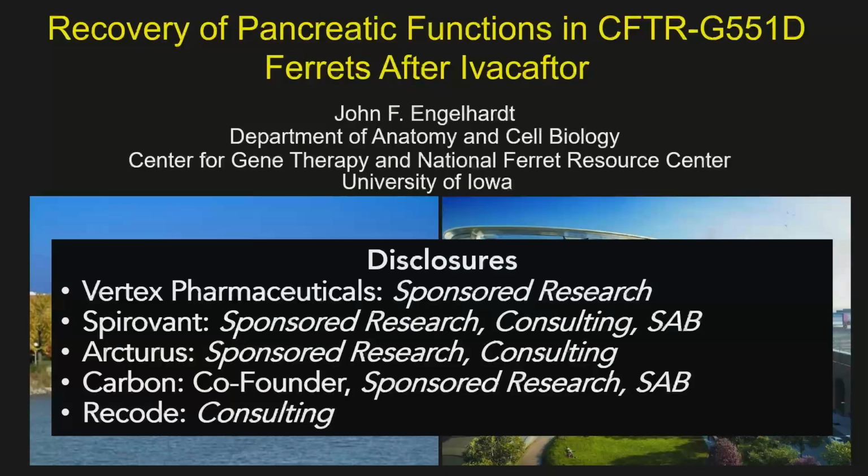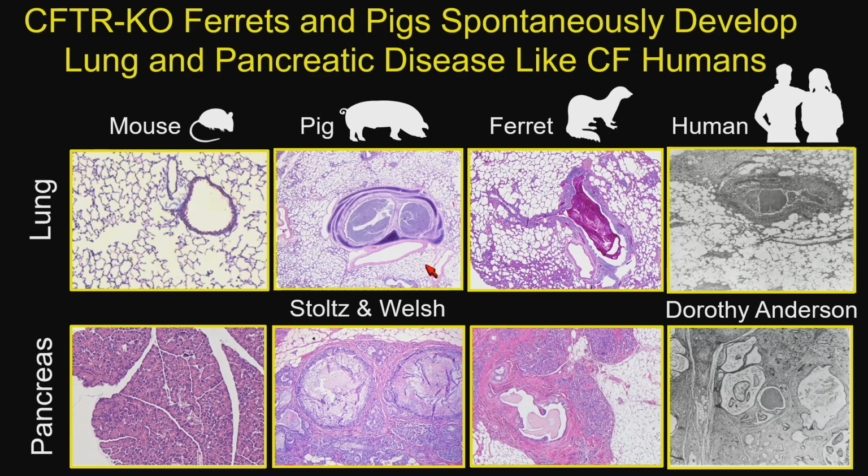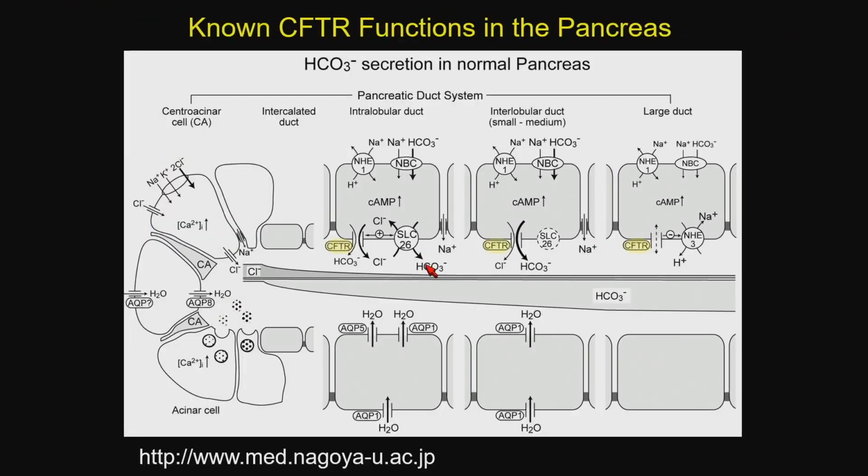So these are my disclosures. I have relatively few introductory slides. I want to introduce the pancreas, where CFTR is expressed. It's expressed within the ducts, where it plays an important role in regulating pH of the duct to keep the pH high so the enzymes are not activated prior to moving out into the intestine.